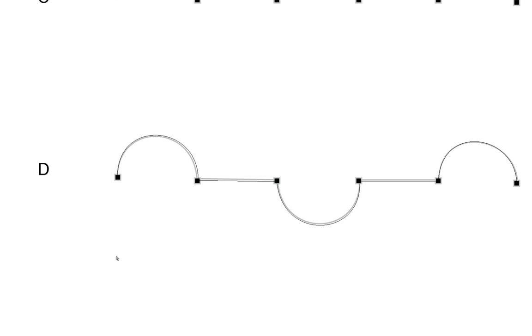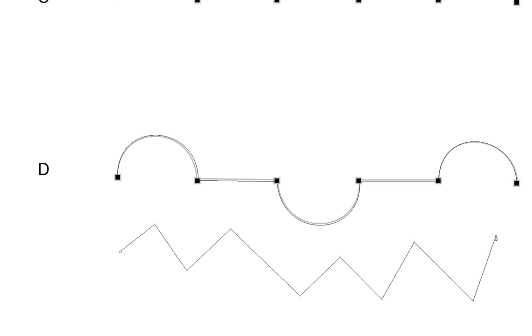Now one more thing I wanted to tell you about the add and delete tools. I'm going to release the Command key or Control key in order to get my pen tool back, and I'm just going to make another zigzag shape using the pen tool and just clicking and clicking.